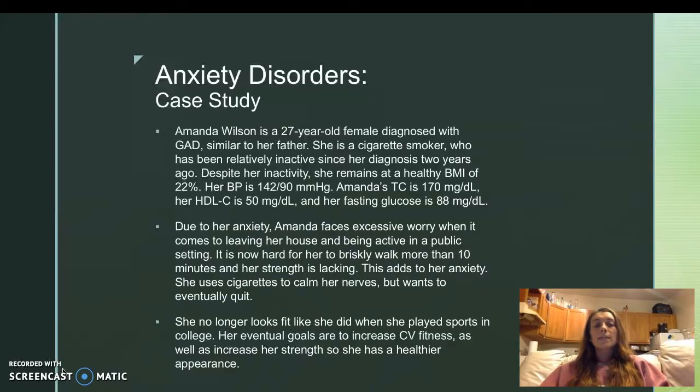Due to her anxiety, Amanda faces excessive worry when it comes to leaving her house and being active in a public setting. It is now hard for her to briskly walk more than 10 minutes, and her strength is severely lacking. This only adds to her anxiety. She uses cigarettes to attempt to calm her nerves, but wants to eventually quit. She no longer looks fit like she did when she played sports in college. Her eventual goals are to increase cardiovascular fitness, as well as increase her muscular strength so she has a healthier appearance.